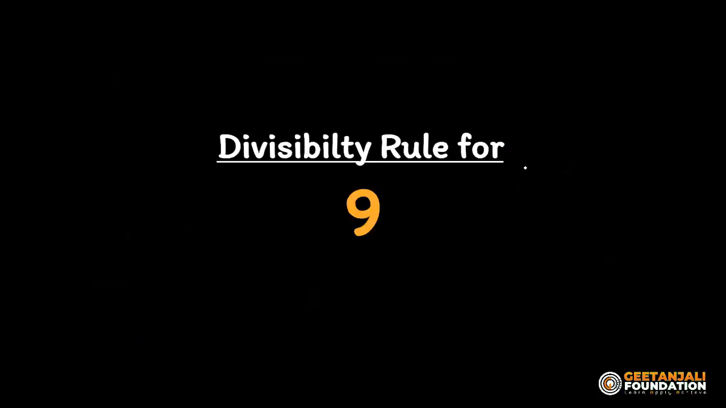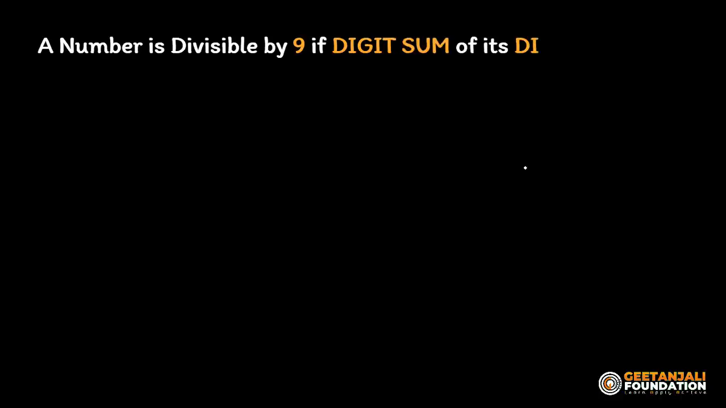Now the divisibility rule for 9. A number is divisible by 9 if the digit sum of its digits is 9. We have already checked what a digit sum is, and the process, or you can say the divisibility rule of 9, is similar to the divisibility rule of 3. The only difference is that now the digit sum should be divisible by 9, and I can tell you digit sum 9 is the only number which is divisible by 9.